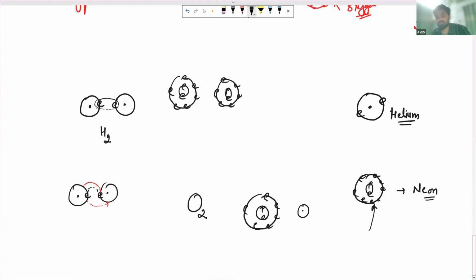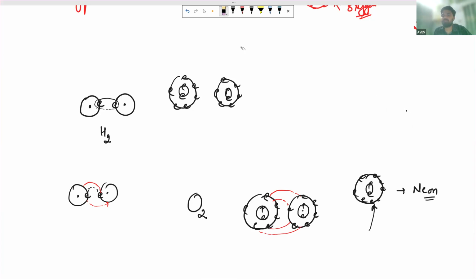Dear students, it will combine with another oxygen atom and share 2 electrons. So when these 2 electrons revolve in this orbit, it will have 8. And when 2 electrons of this atom revolve in this orbit, it will have 8. So they both combine together and share 2 electrons. That's why it forms O2, oxygen gas, in order to attain this stability.